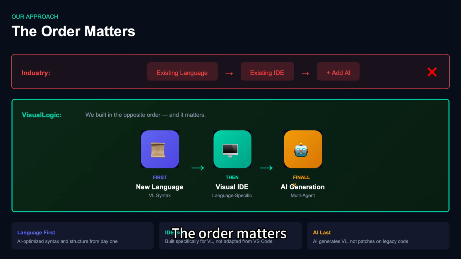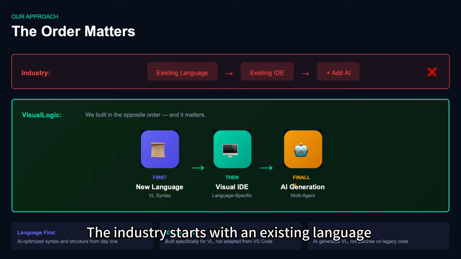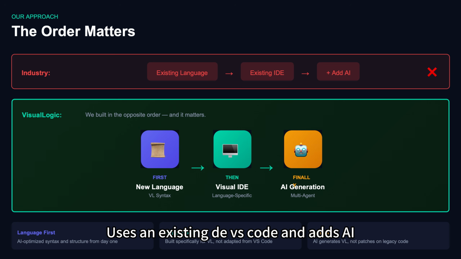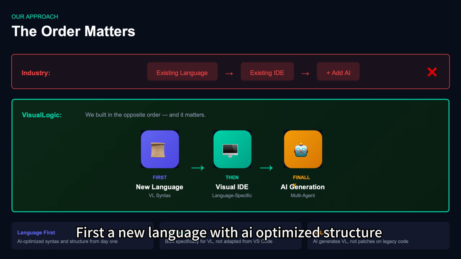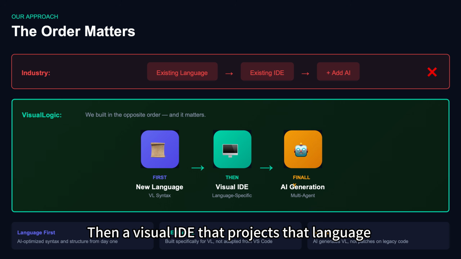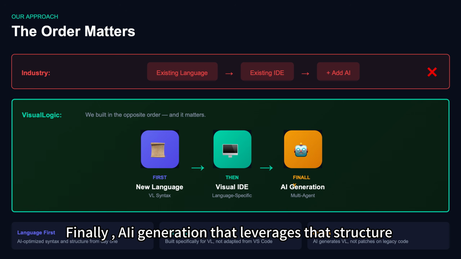The order matters. The industry starts with an existing language, uses an existing IDE, VS Code, and adds AI. Each step is constrained by the last. We built in the opposite order. First, a new language with AI-optimized structure. Then a visual IDE that projects that language. Finally, AI generation that leverages that structure.